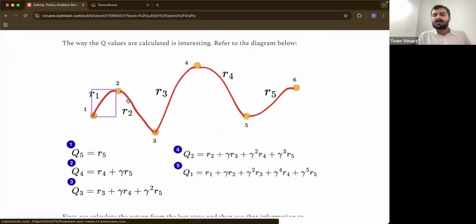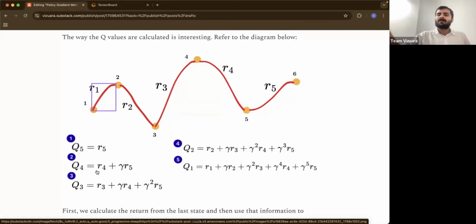Imagine this is the trajectory which my agent is following, right? So the way the Q values are calculated is, first the Q value of the last state is calculated, which is this state number 5, where I get a reward of R5. So the Q value is stored in Q5. So we are starting from the reverse, from the last step of the episode. Then we move to this state, which is Q4, and the Q value is given by R4 plus gamma times R5, which is the addition of the immediate reward plus the discounted value of the next reward, which we already calculated in the previous step.